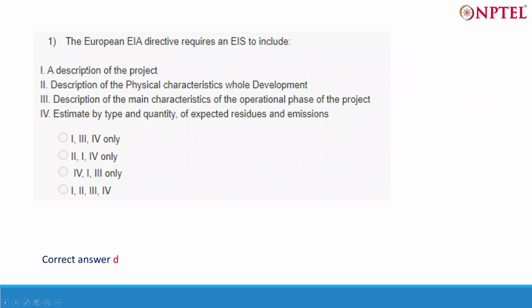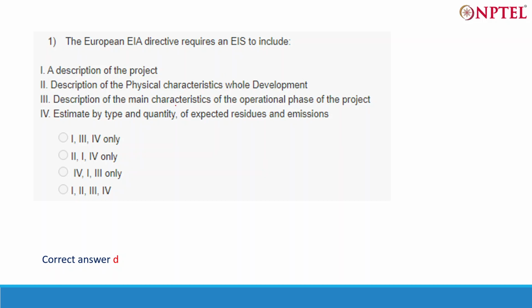The European EIA directive requires an EIS, that is, an environmental impact statement, to include a description of the project, a description of the physical characteristics of the whole development, a description of the main characteristics of the operational phase of the project, and an estimate by type and quantity of expected residues and emissions. These are the four options provided for the European EIA directive, and we will learn much more about that in the upcoming slides.